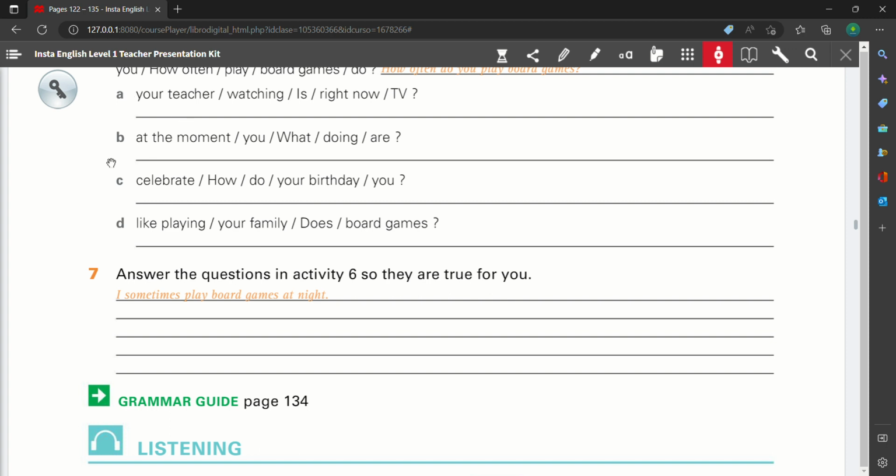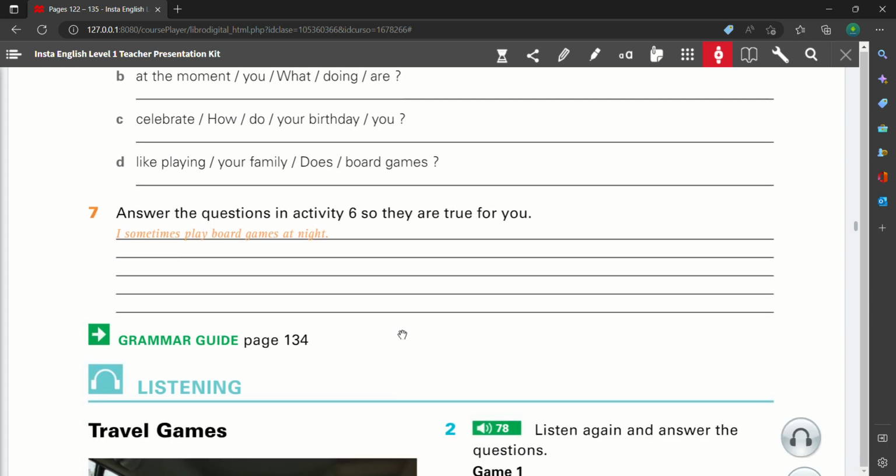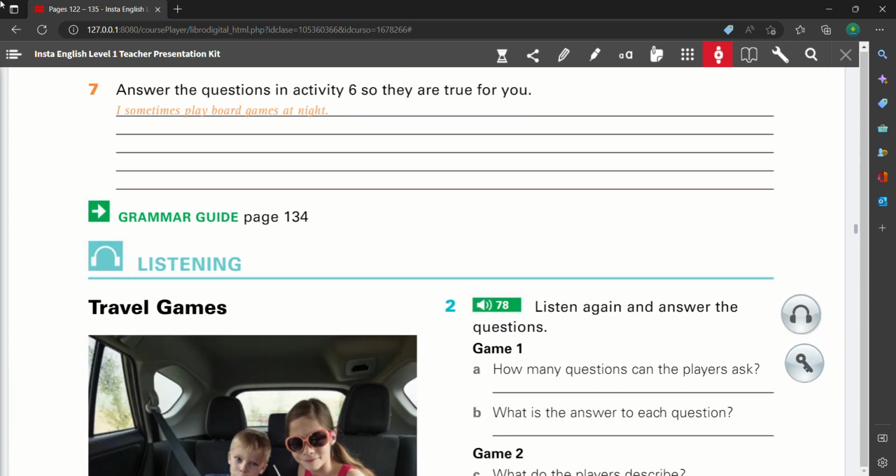When you finish doing the questions, please, in number 7, answer the question in activity number 6 so they are true for you. Okay, don't invent, it's true for you. Okay, thank you. Now, let's continue.